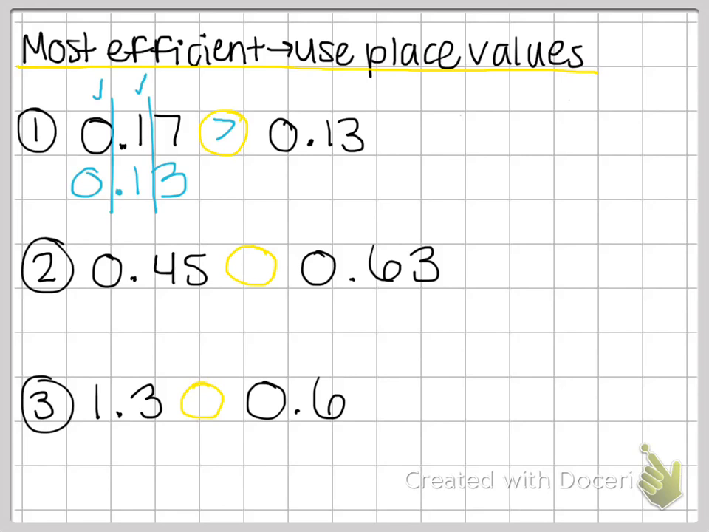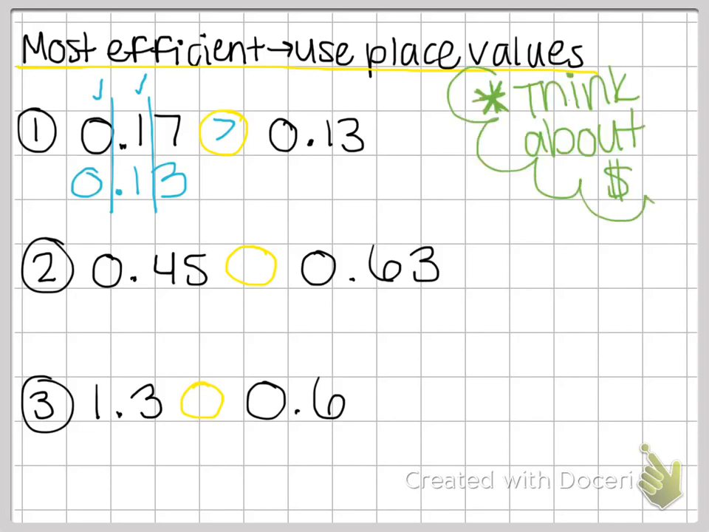Something that you should always be thinking about, and we've previously worked with decimals, is think about this as money, right? 0.17 is the same as 17 cents. And 0.13 is the same as 13 cents. Which is greater, 17 cents or 13 cents? 17 cents, correct. So again, think about it in terms of money, right? Using that to help us with these last two.